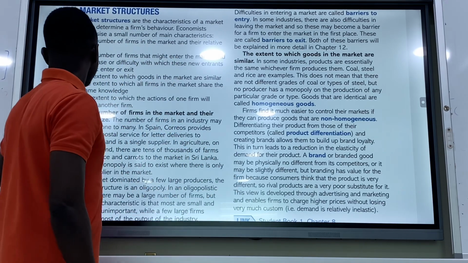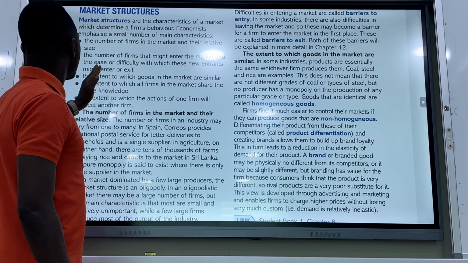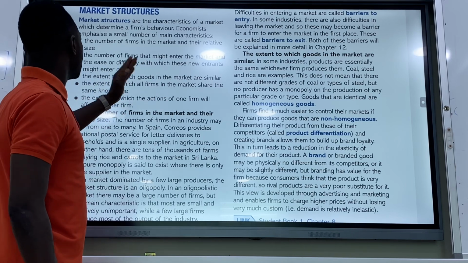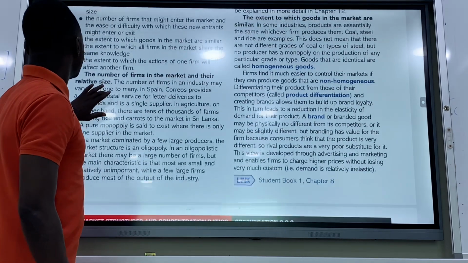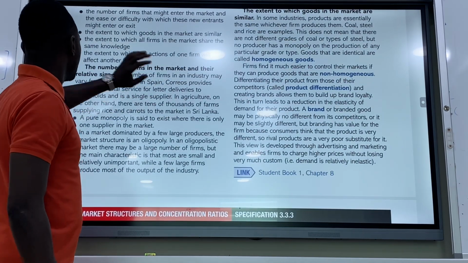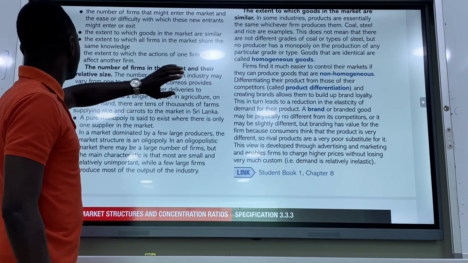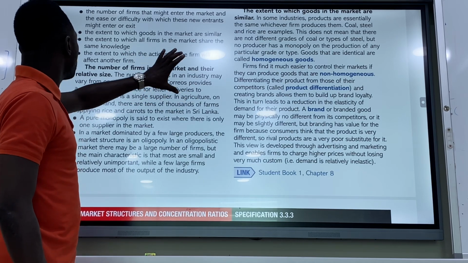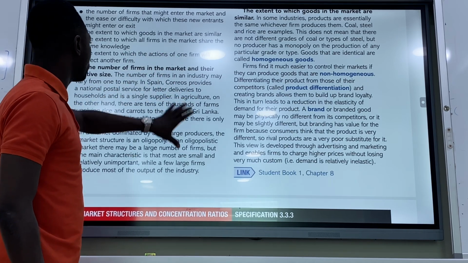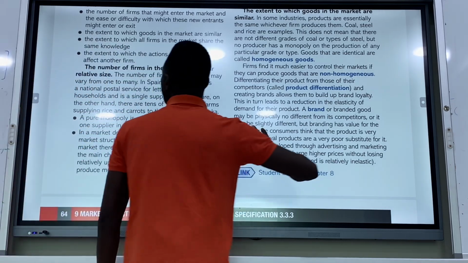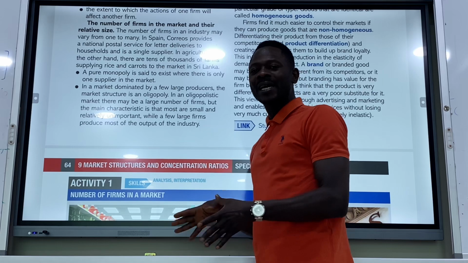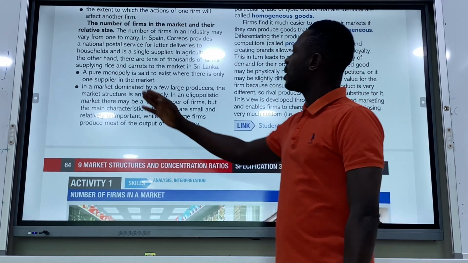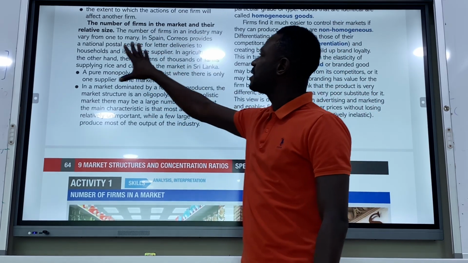Next, the number of firms that might enter the market and the ease or difficulty with which these new entrants might enter or exit. The extent to which goods in the market are similar, the extent to which all firms in the market share the same knowledge, and the extent to which the actions of one firm will affect another firm. We're going to take it one at a time. The first characteristic that makes us know the kind of market we are in is the number of firms in the market and their relative size.